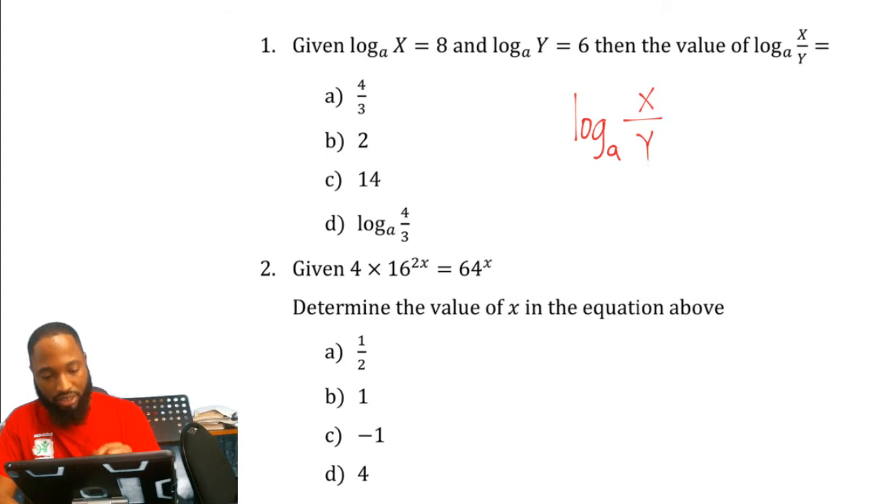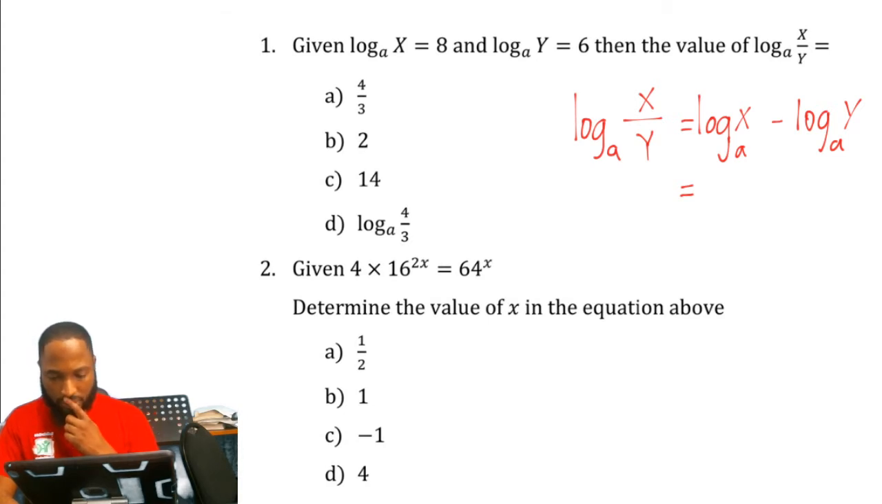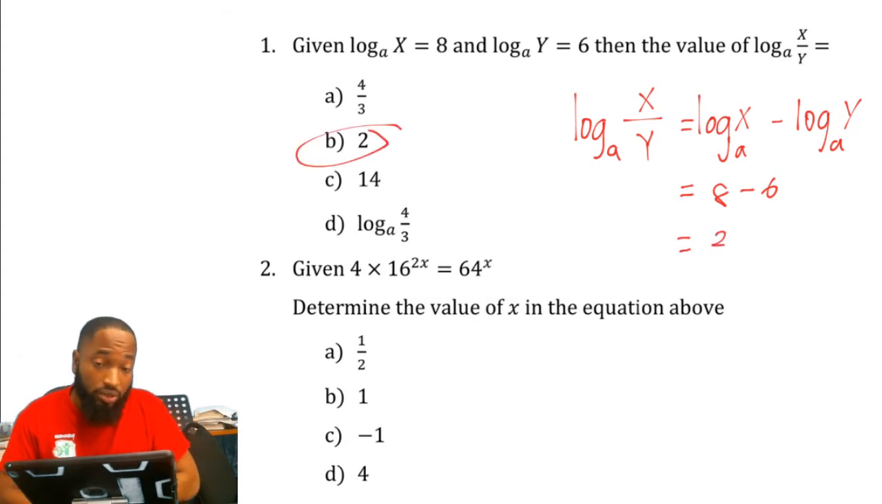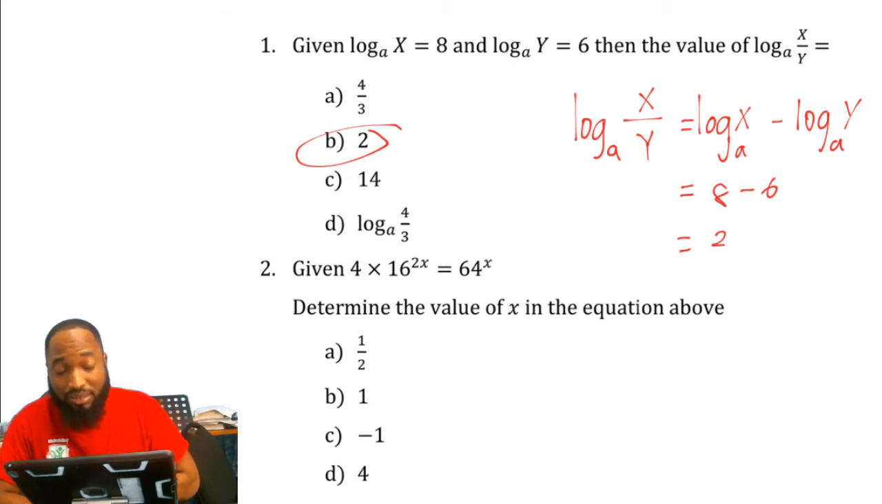Let me do it this way. Forget that. Log of e, log of e, ting ting ting, and 8 minus 6 is 2. You won't believe how many people get this question wrong. People just put the 8 over 6, break it down to 4 over 3. What does this do? They add. It can be a little problematic.